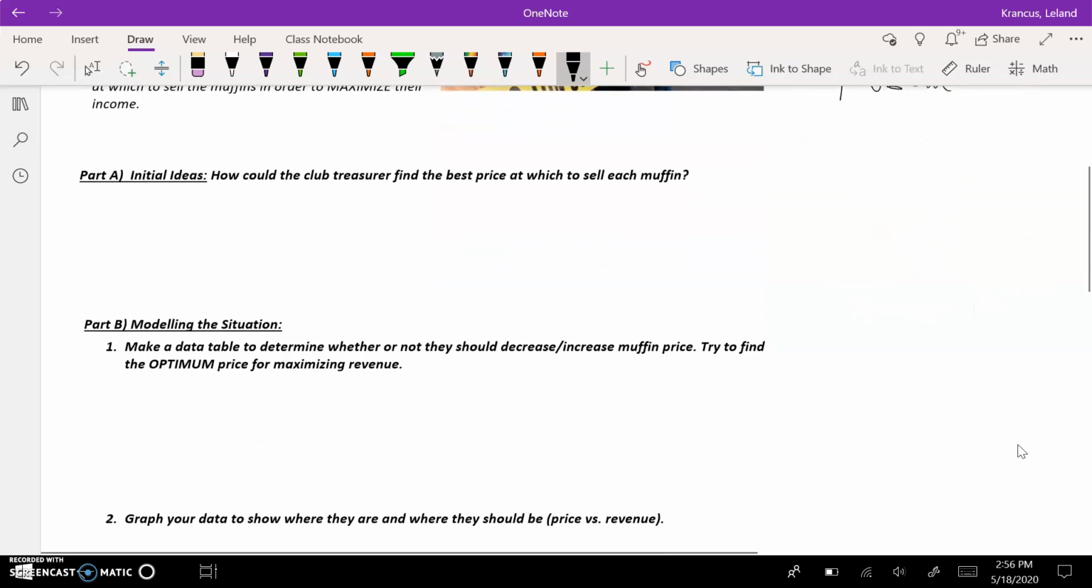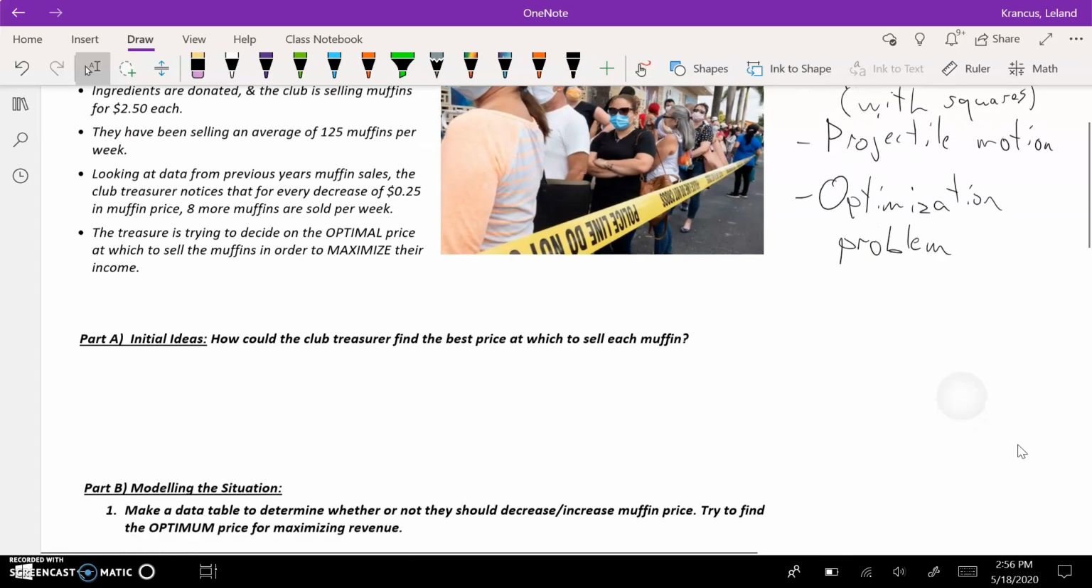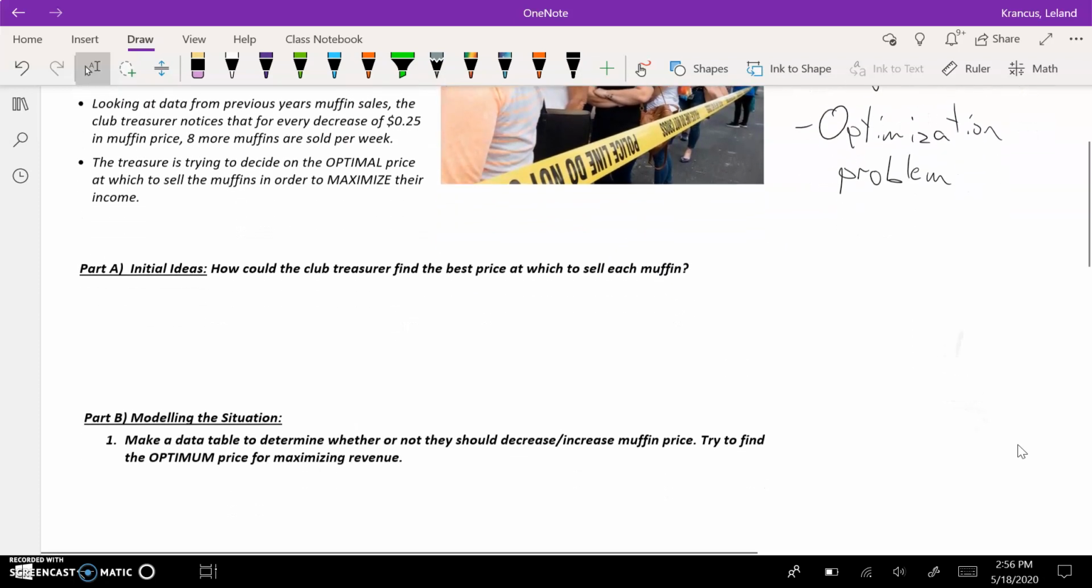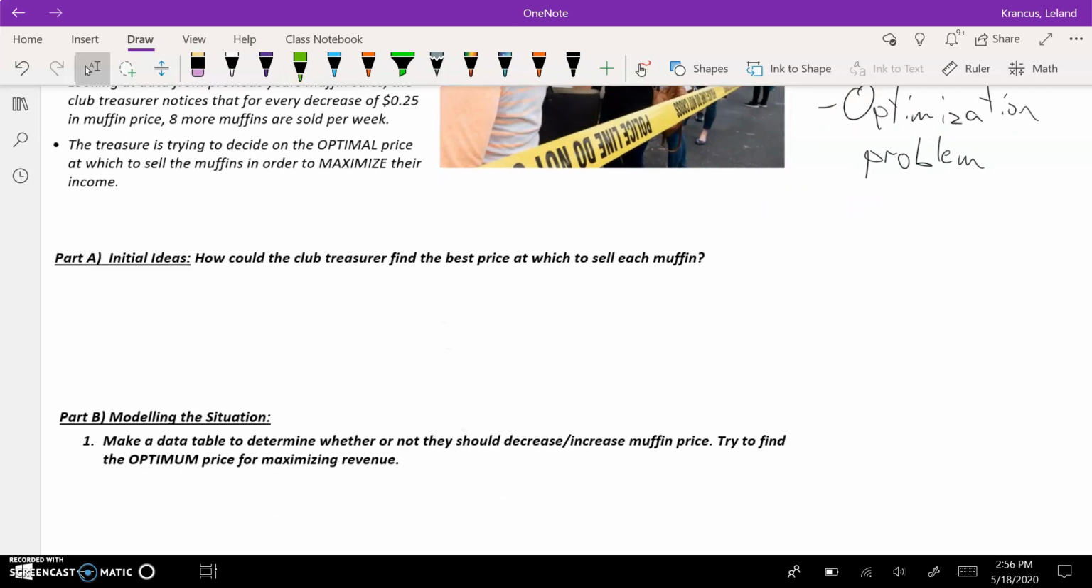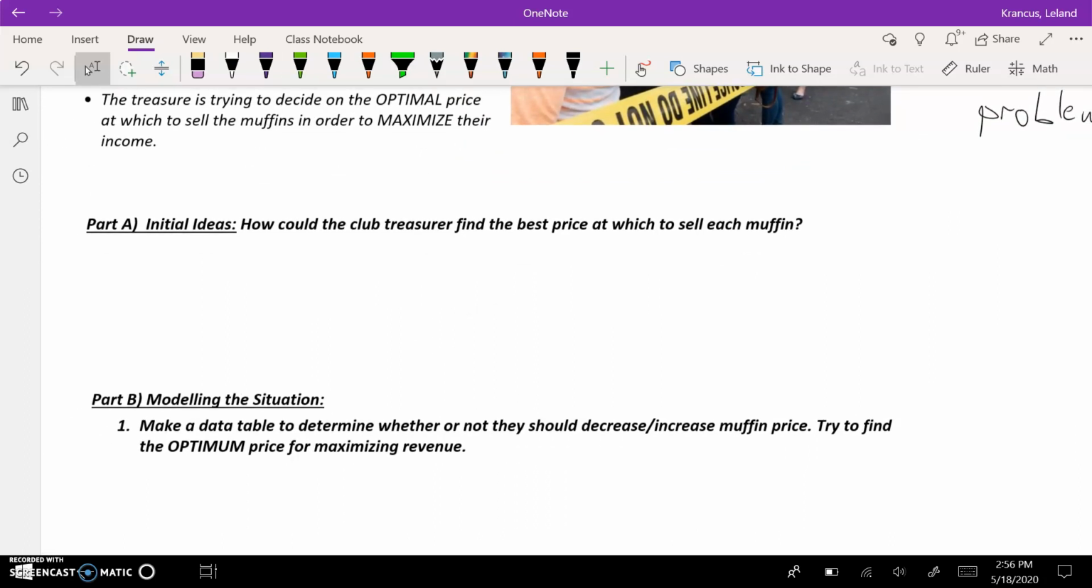Okay, so let's look closer at this one. The first thing you want to do is, given that data, how could the club treasurer find the best price at which to sell each muffin? Now, you're just writing down your initial ideas, you're not supposed to just jump right on this, of course. Remember, this is that mucking about problem. But you should be imagining something kind of like this.